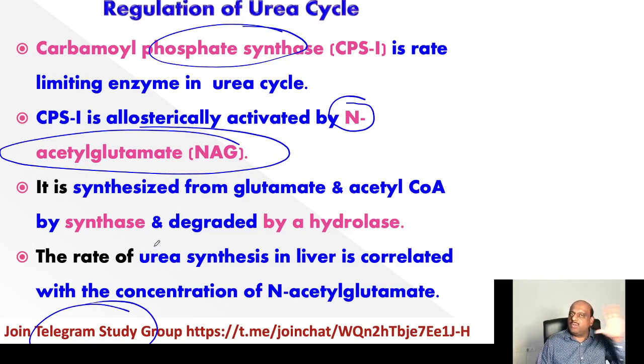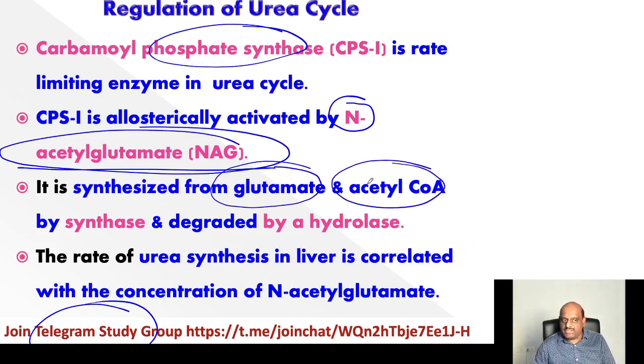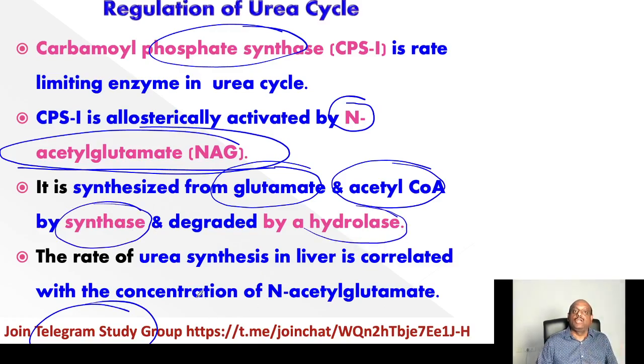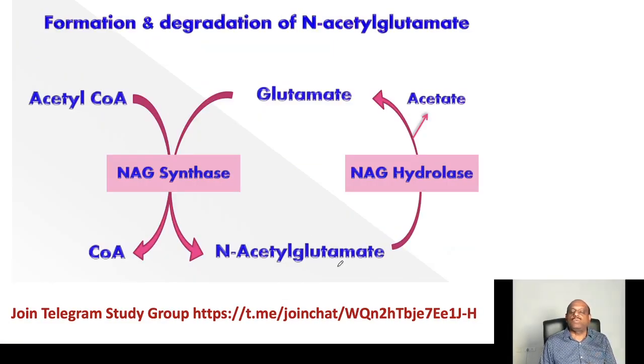So, how is the urea cycle regulated? So basically, N-acetyl glutamate is the controlling substance. Key is there in its hand. And this N-acetyl glutamate is formed from glutamate and acetyl-CoA, and it is synthesized by a synthase and degraded by a hydrolase. So it is this N-acetyl glutamate concentration which will decide the rate of the urea synthesis in the liver, is what you need to remember.